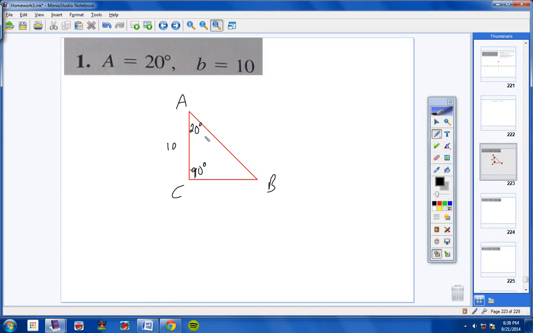We know two angles, so very quickly 20 plus 90 is 110. So angle B has to be 70 to give us a total of 180. So the measure of angle B equals 70 degrees.